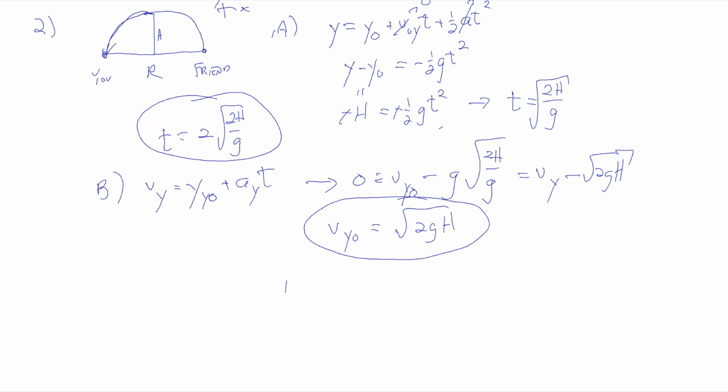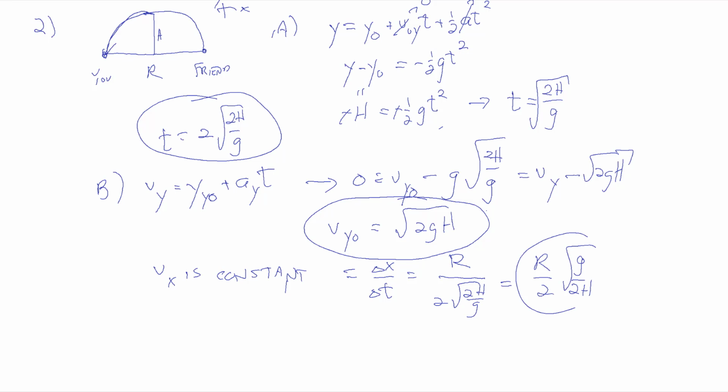And in terms of components, that's half of our answer for the original velocity. Now, how about the x component? Well, v sub x is constant. And it's equal to the change in the x component of the position, divided by the change in time. We're told the change in horizontal position is just r. The total time the ball's in the air is 2 times the square root of 2h over g. And we could simplify that if we want and write this as r over 2 times the square root of g over 2h. So that's the x component of the velocity, and that's all you need.